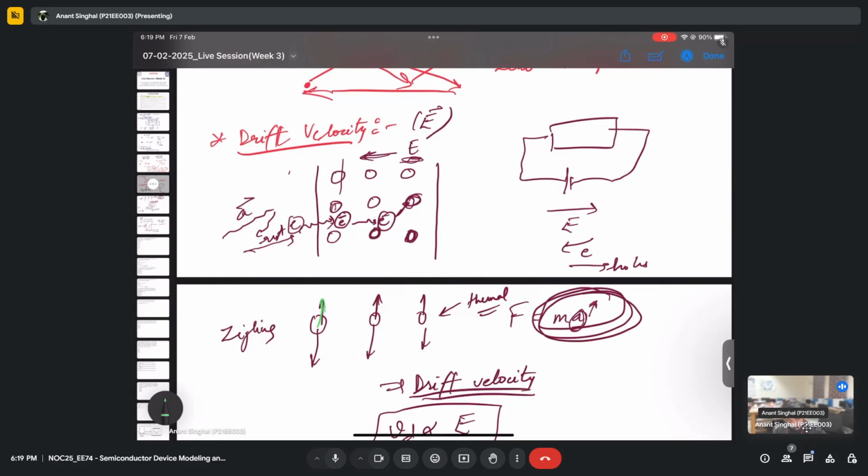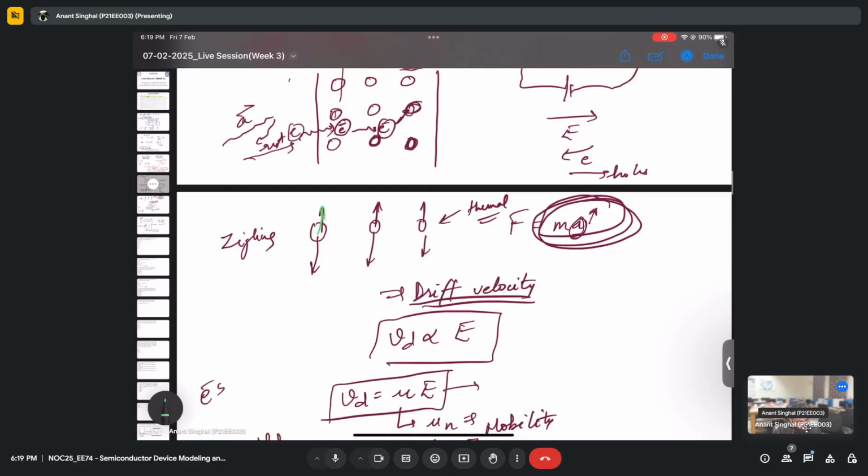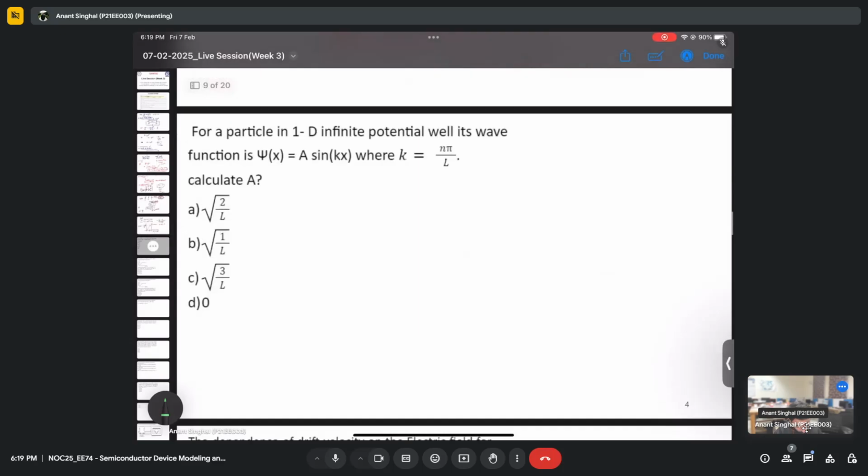Maybe what we can do is, do we have problems for scattering? Give me a minute. Yeah, I guess we already have a few. This is, I guess, already done in the previous class.